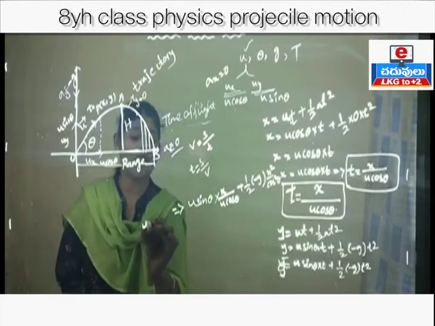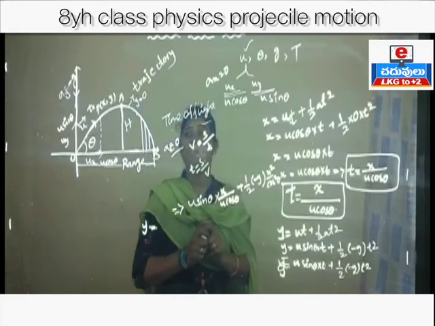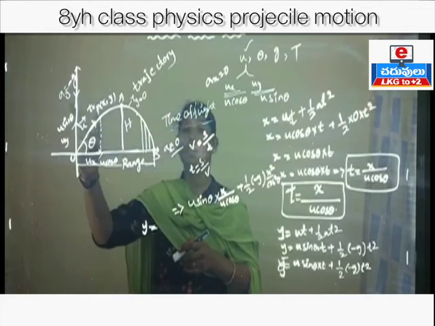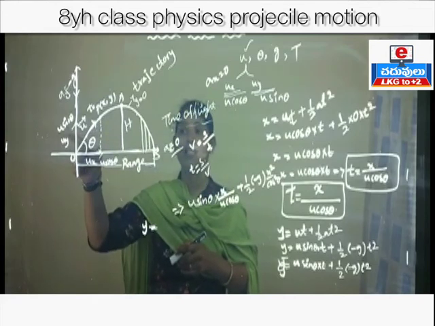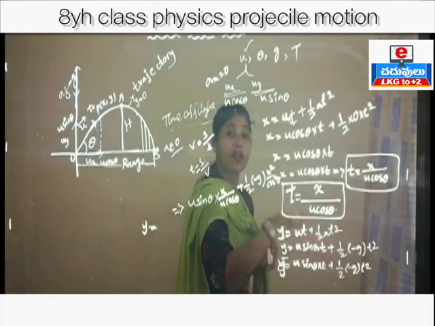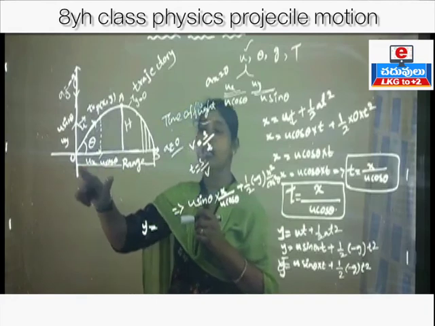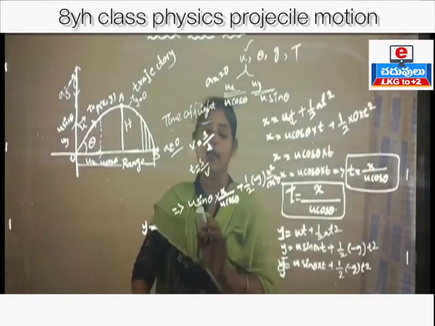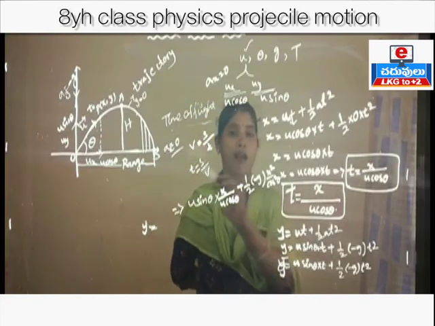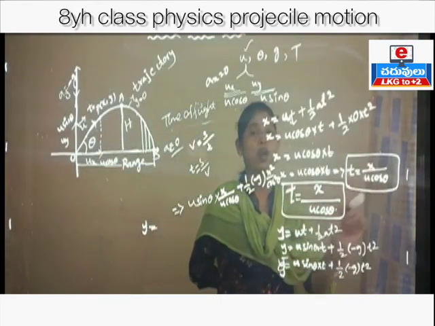So y represents the vertical distance, when the projectile has vertical motion, that is vertical velocity u sin theta. So y is equal to ut plus half at square from the kinematic equation. Here u is represented as u sin theta, because the vertical component is u sin theta, into t. T is the time taken to travel the path, that is x by u cos theta.